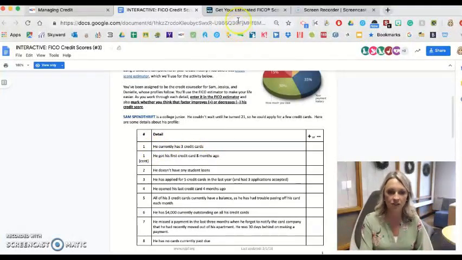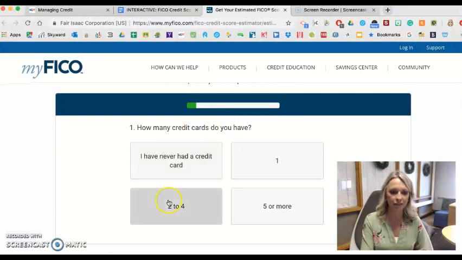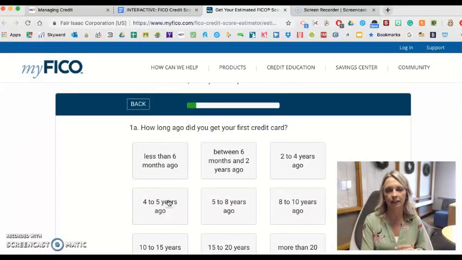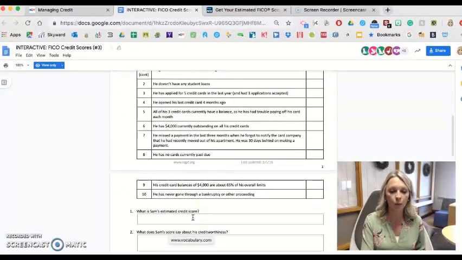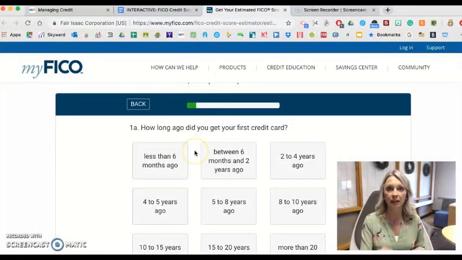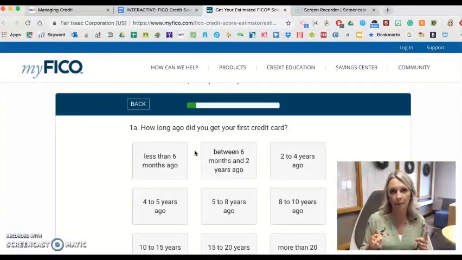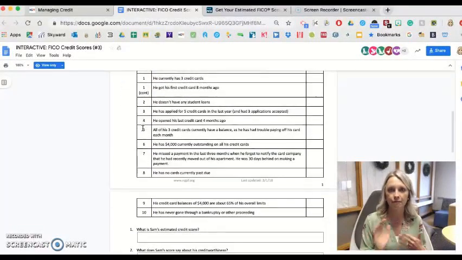So he currently has 3 credit cards. The estimator asks, how many credit cards do you have? It's very clear if students just go step by step through these different details or behaviors. And what will happen in the end, once they put all of these in, is the estimator will give them, okay, based on these behaviors, this is the range that that person would have for their FICO score. From memory, I believe Sam ends up in like the 500-600 range in his credit score.